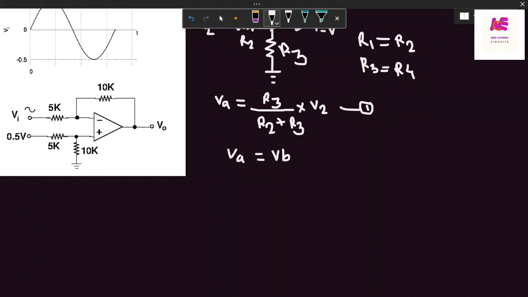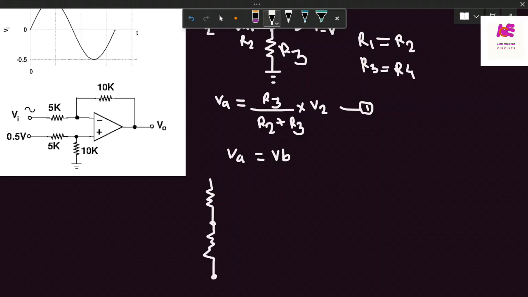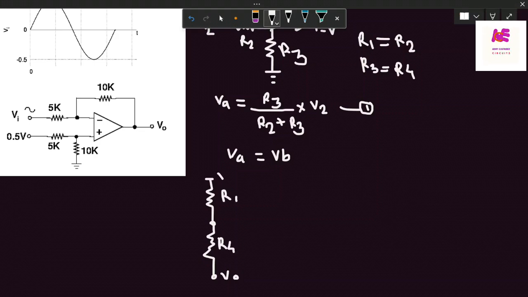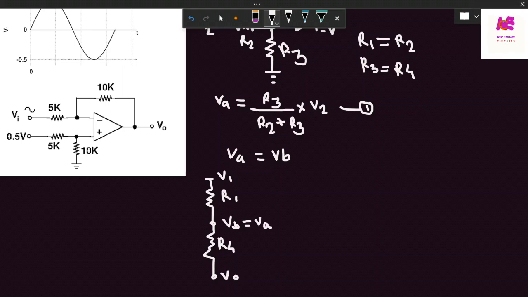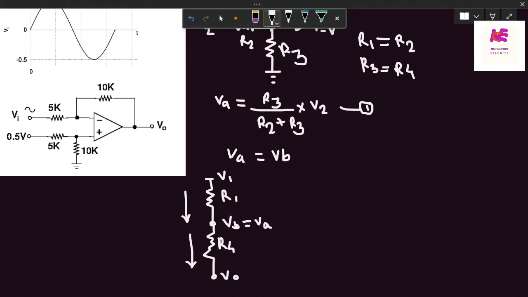Now apply KCL at the inverting terminal. So I am drawing the resistances. This voltage is the output voltage. This resistance is R4. This resistance is R1, and this is the V1 voltage. This voltage is the VB voltage, and we know that VB is equal to VA. This is the incoming current, this is the outgoing current. I consider this node, so incoming current is equal to outgoing current.